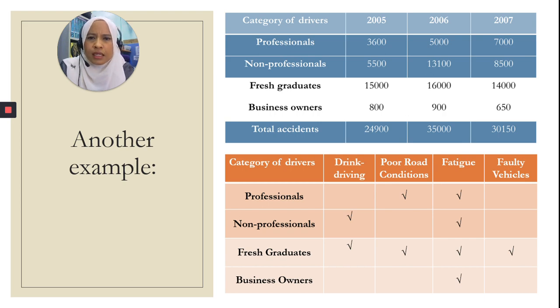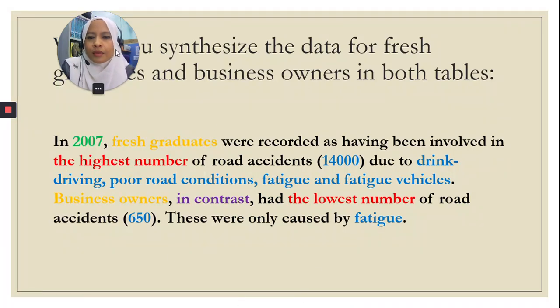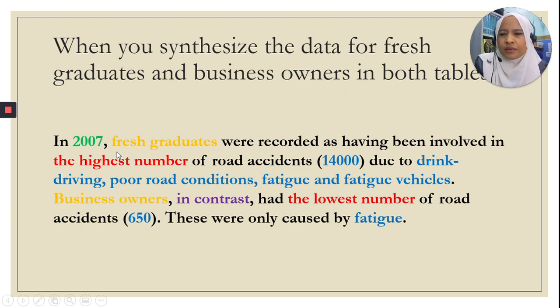Now, if we were to write a synthesis that compares between these two tables, this is what you might get. In 2007, fresh graduates were recorded as having been involved in the highest number of road accidents, in parentheses 14,000, due to drink driving, poor road conditions, fatigue, and faulty vehicles. Business owners, in contrast, had the lowest number of road accidents, 650. These were only caused by fatigue. Now, can you see the comparisons?